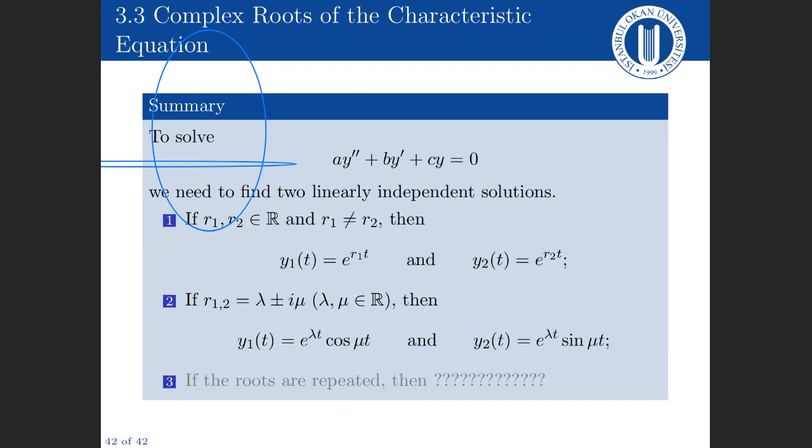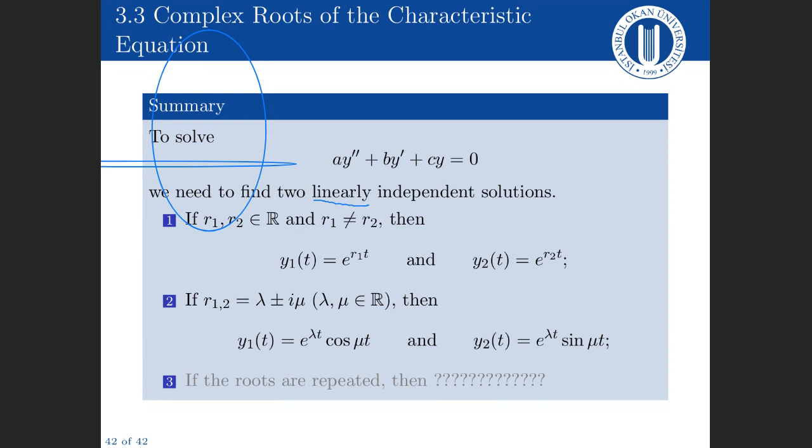Okay, so to summarize, to solve a linear, homogeneous, second-order differential equation with constant coefficients, we need to find 2 linearly independent solutions, and then the general solution is a linear combination of these 2 functions.